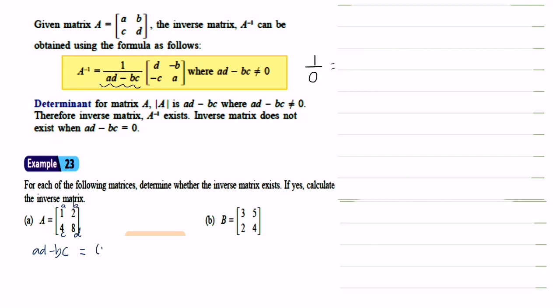A times D minus B times C equals 0. Okay, means that determinant is equals 0. Hence, inverse matrix of A does not exist.